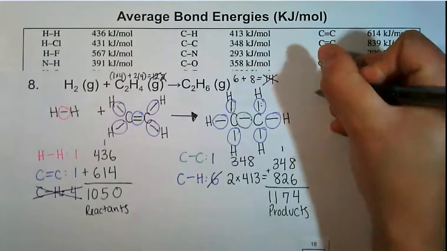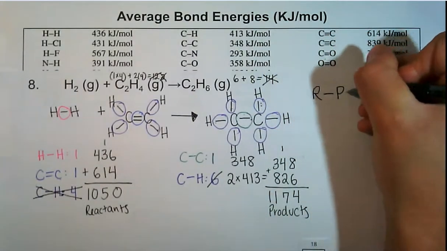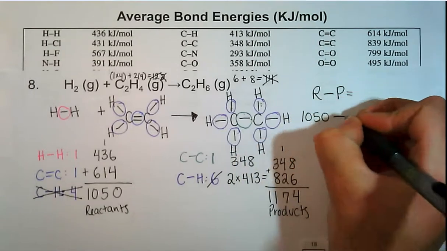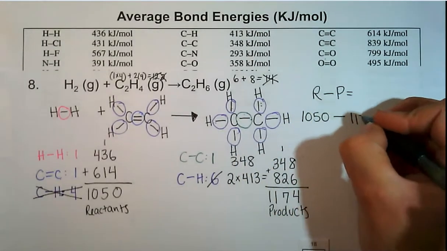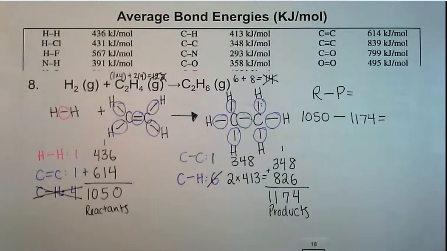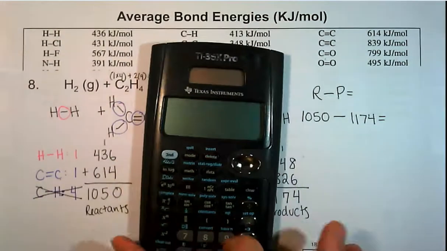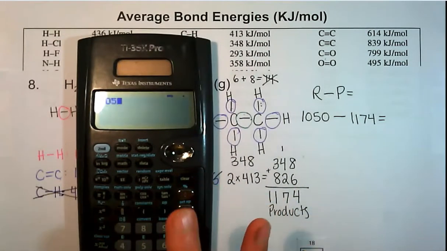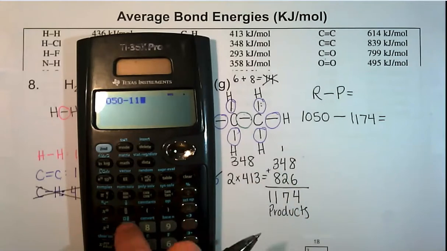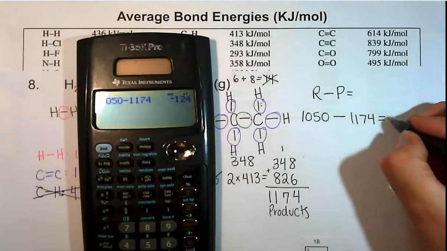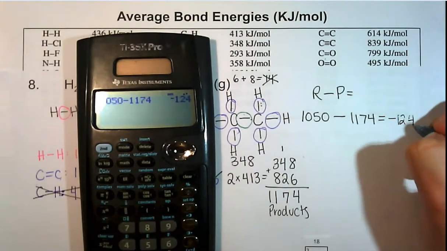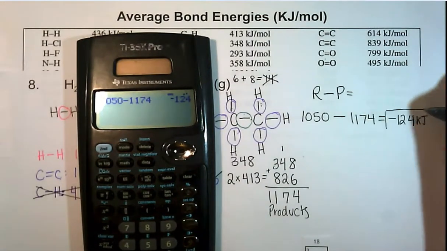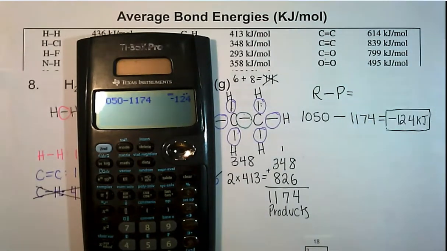So now we just need to do reactants minus products to get our final answer. Reactants is 1050 minus products 1174. To get our final answer, let's grab our calculator. Let's see. 1050 minus 1174 gives us negative 124. And our units, of course, are kilojoules. Let's box in that final answer there.